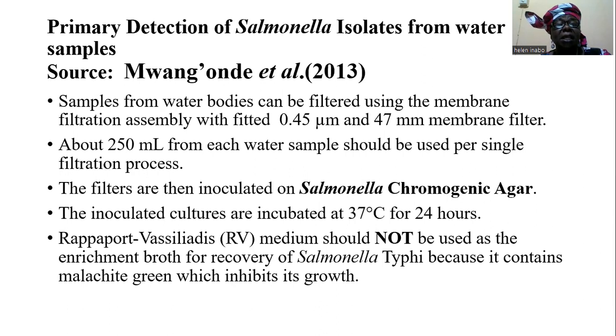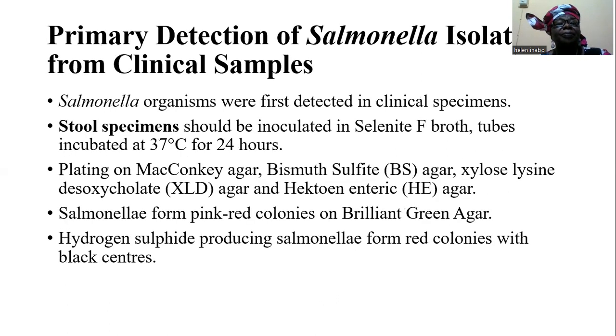It is to be noted that Rappaport Vassiliadis medium should not be used as the enrichment broth for the recovery of Salmonella typhi in water because it contains malachite green, which inhibits its growth.